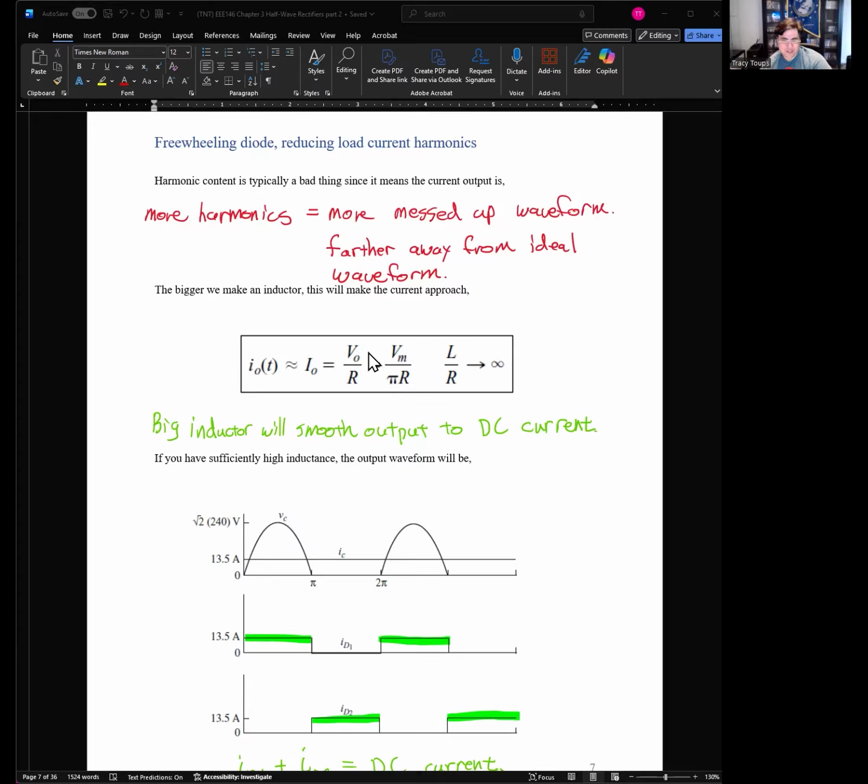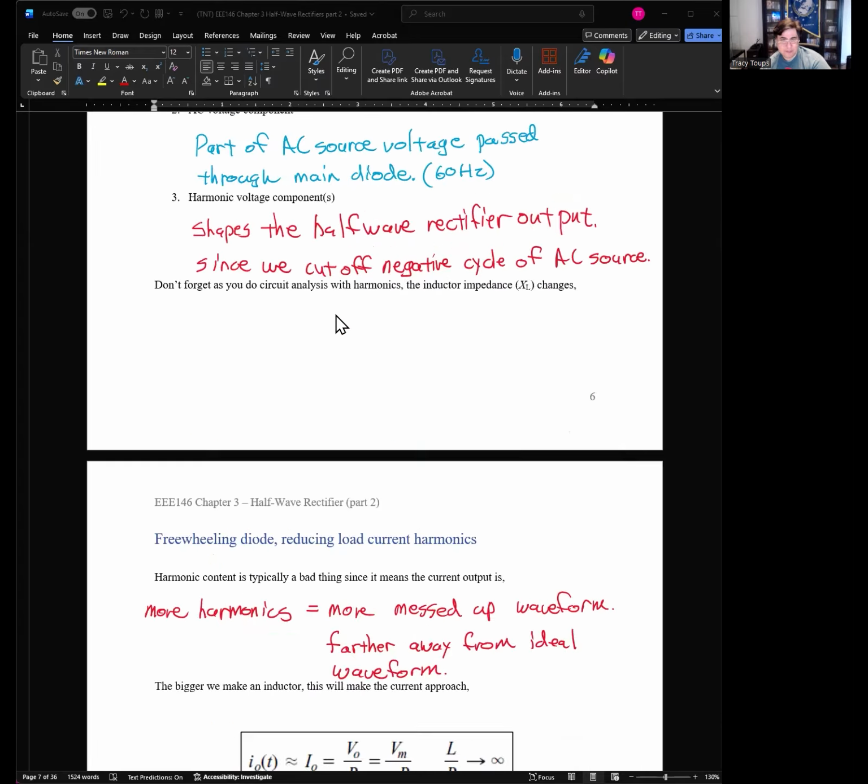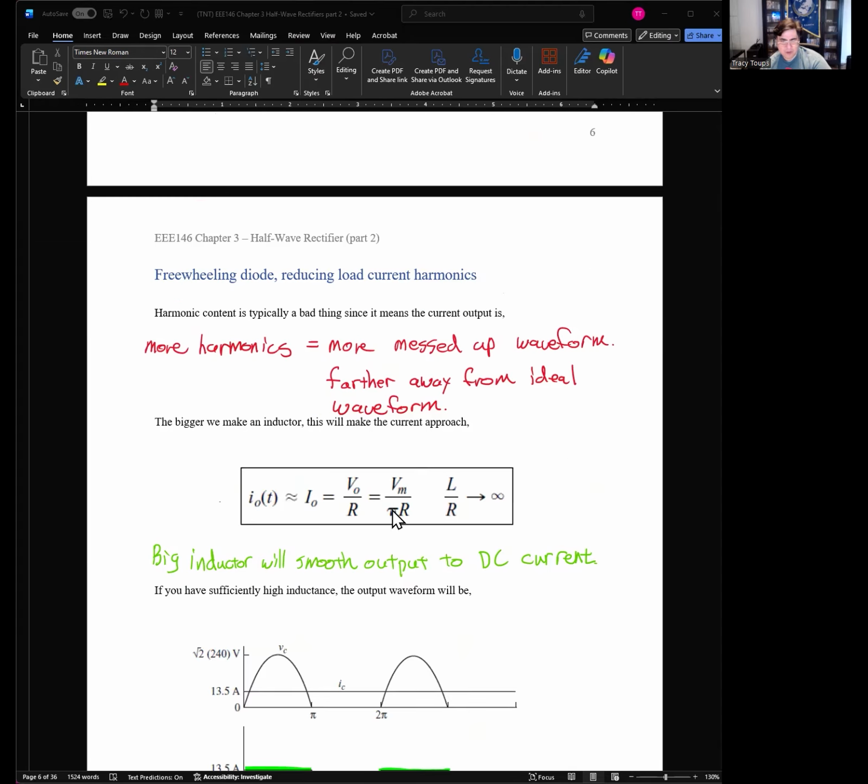And the way we do this is let's just look at the current. Remember, current is V out over R, where V out is just Vm over pi, that's just from here, divided by R. So this is your output current. If we make the inductor much bigger than this resistor, so this L over R ratio is approaching infinity, the inductor current will pretty much be DC, and then this will be a DC circuit analysis where you just use Ohm's law now.